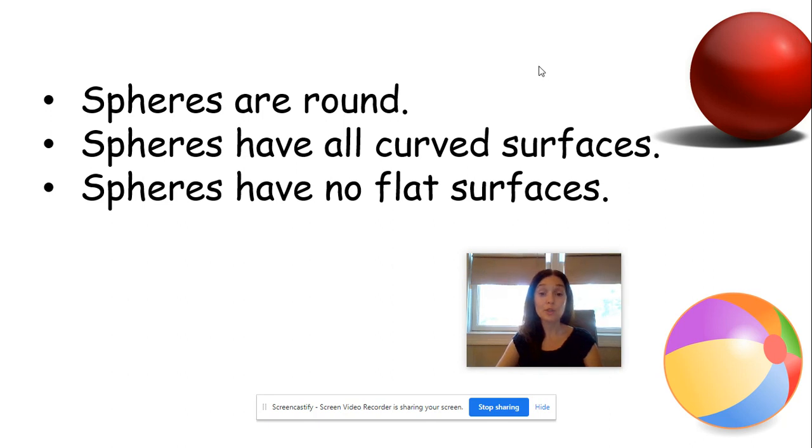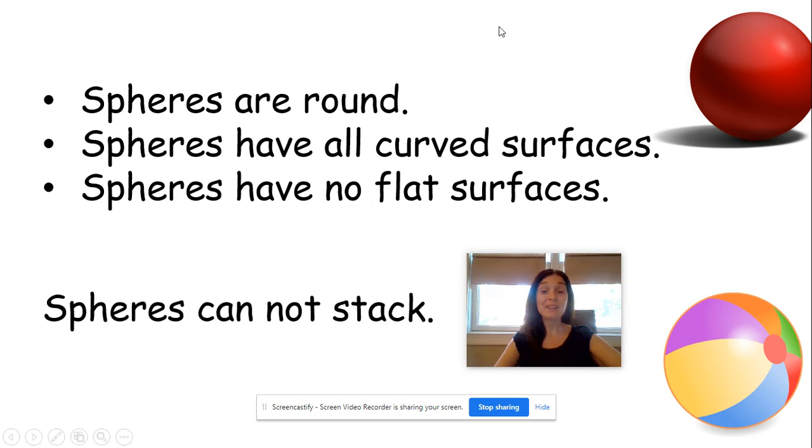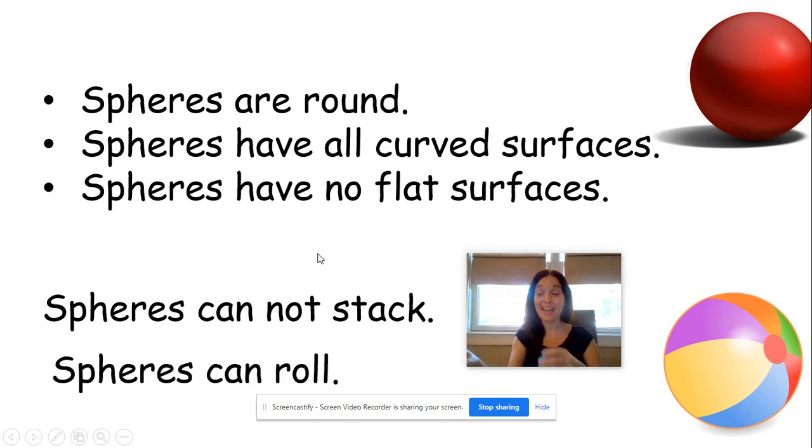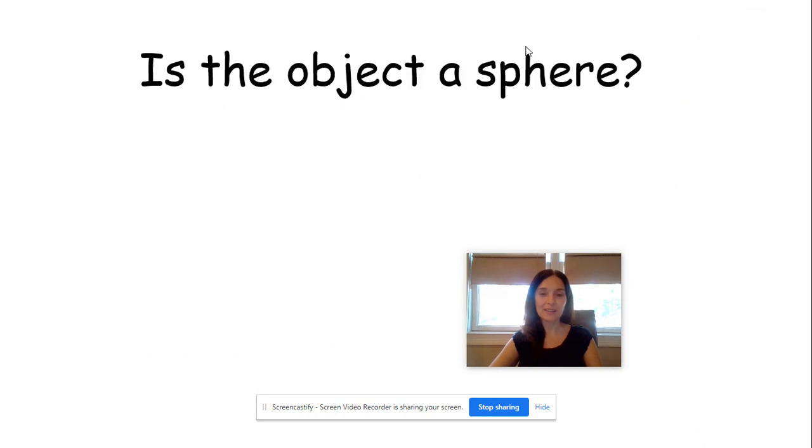Okay, don't forget about the two questions that we were going to answer. Can we stack a sphere? What do you think? Could I stack another sphere on top of this? No, I cannot. Spheres cannot stack. Spheres can roll, right? I can roll the ball back and forth. So spheres can roll. Good job. Okay, so that's our shape called sphere.